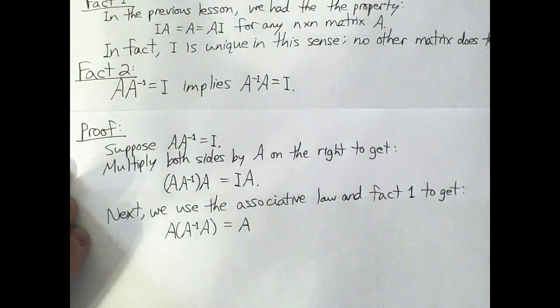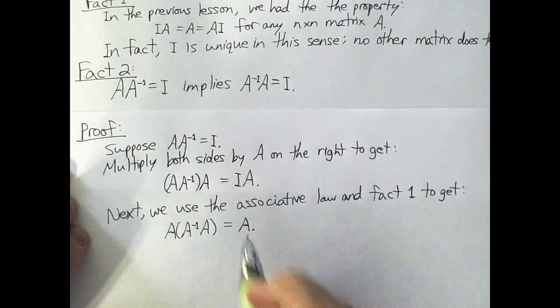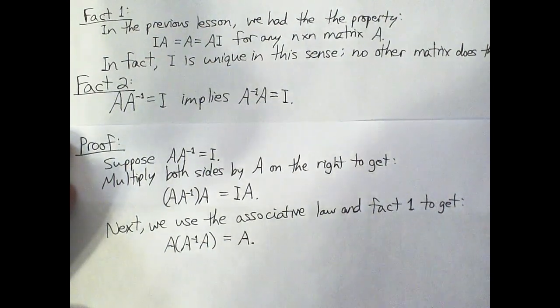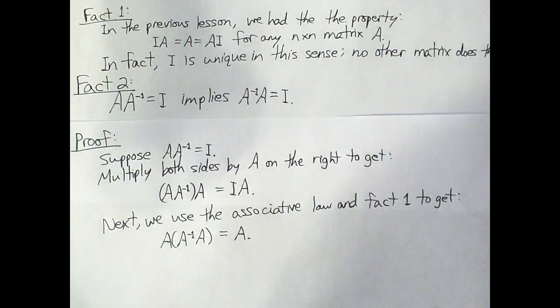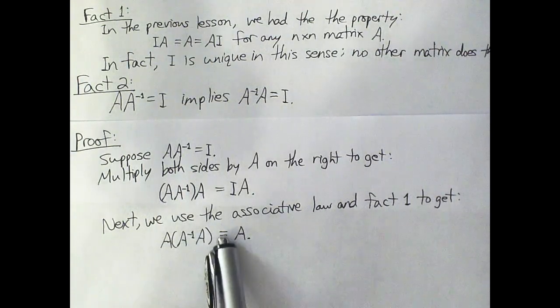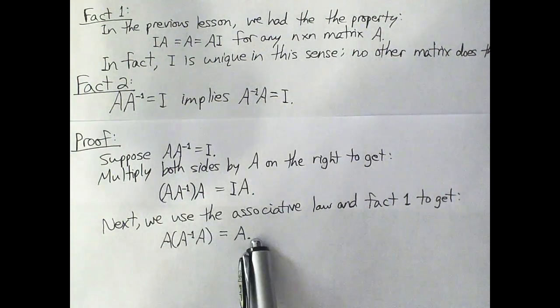Now, do you see the rest of the proof? I think there's only one more sentence. Everything we need is on the screen right now, in fact. But I need to write one more sentence to wrap this up. All right, what we have right now is A times this thing in parentheses equals A.